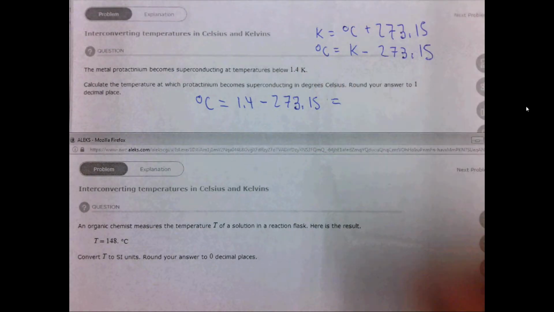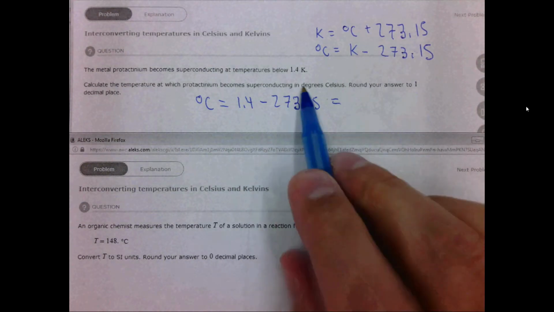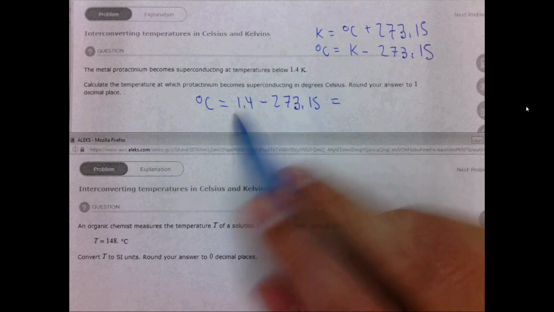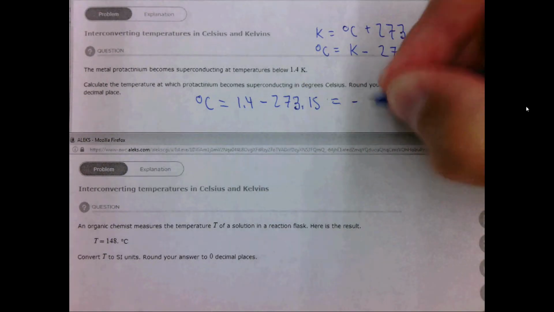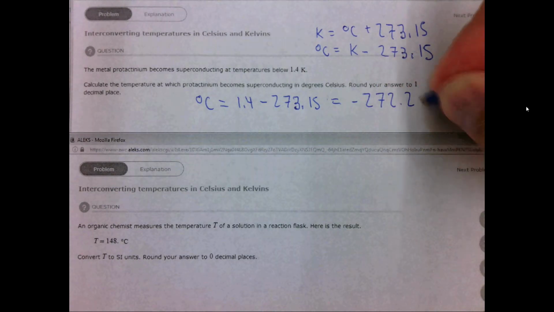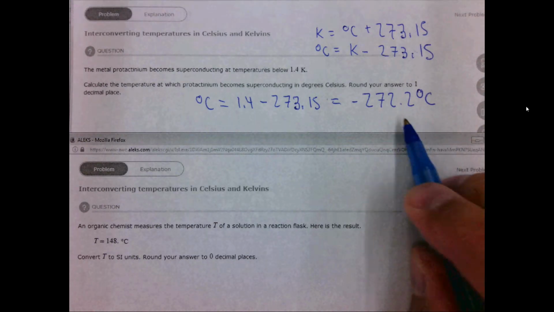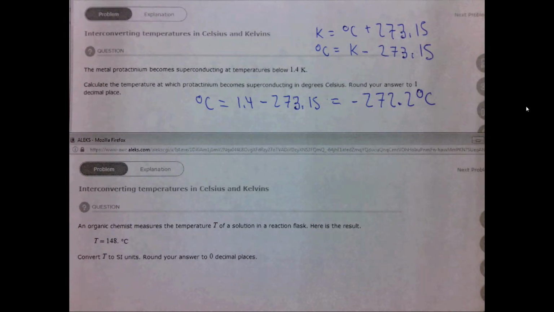273.15, which equals, to 1 decimal place, because that's what it asks for, and that's also how many decimal places you have here, and we're subtracting, so we're going to be consistent in our number of decimal places, negative 272.2 degrees C. This is very, very, very cold. It's 272 degrees below zero on the Celsius scale.